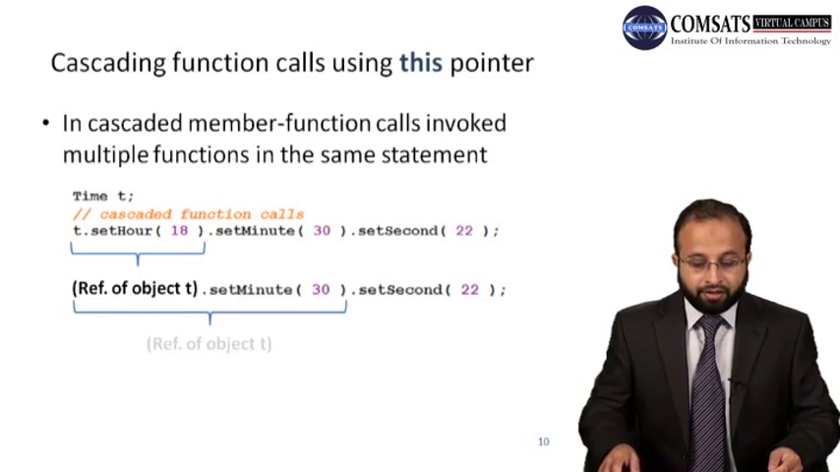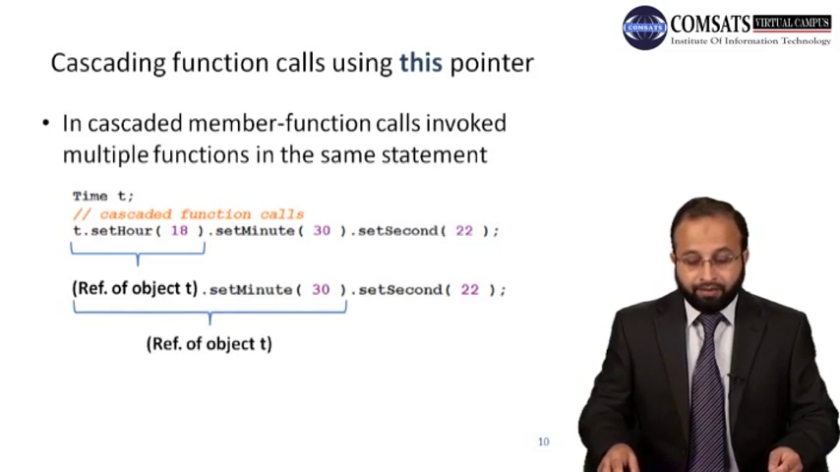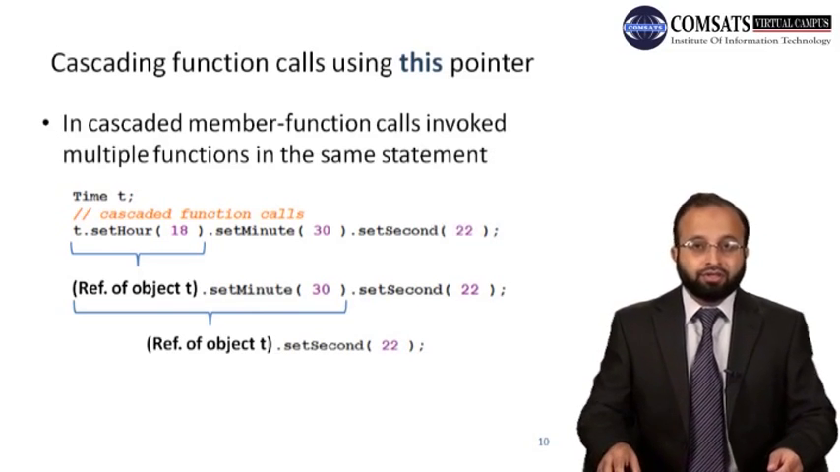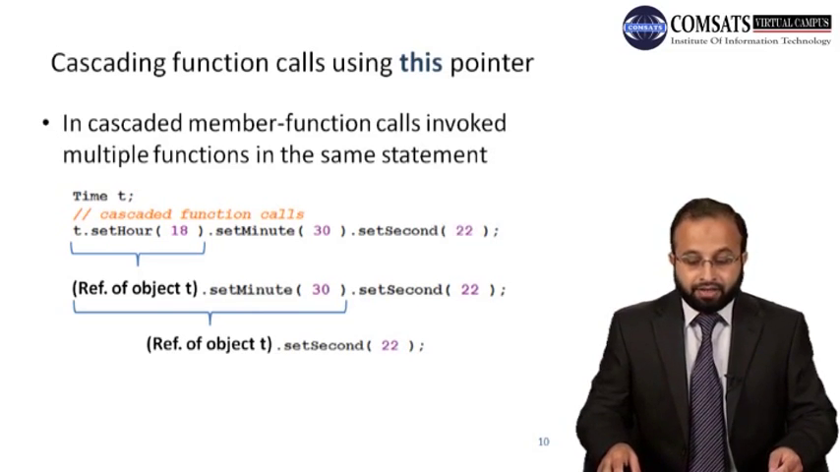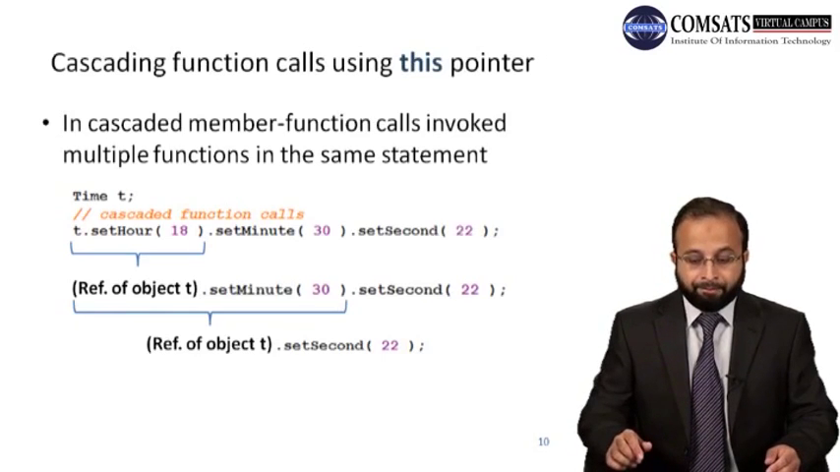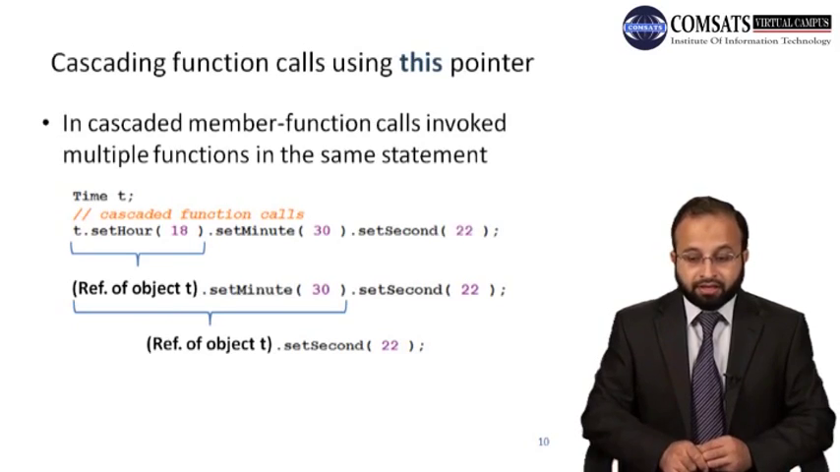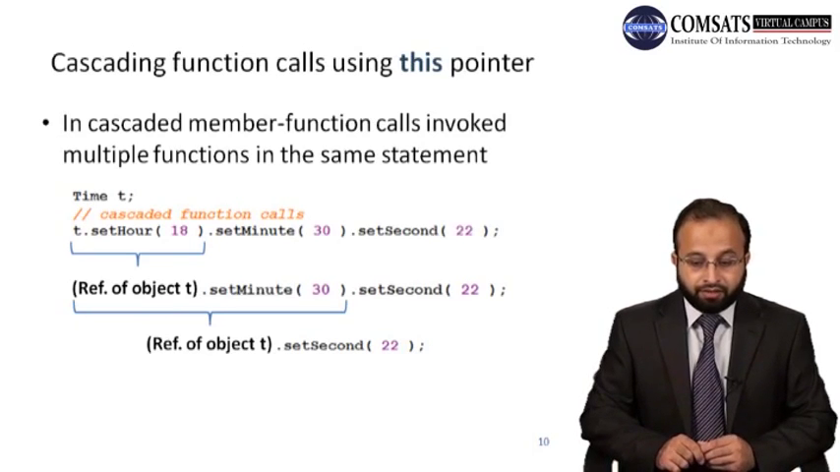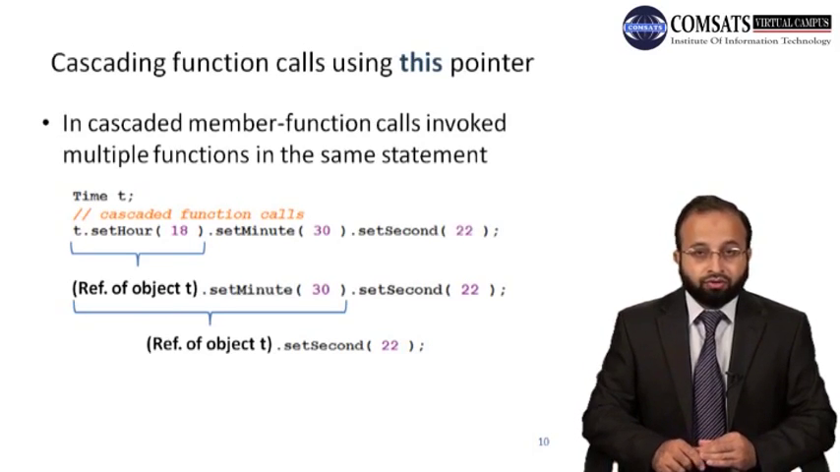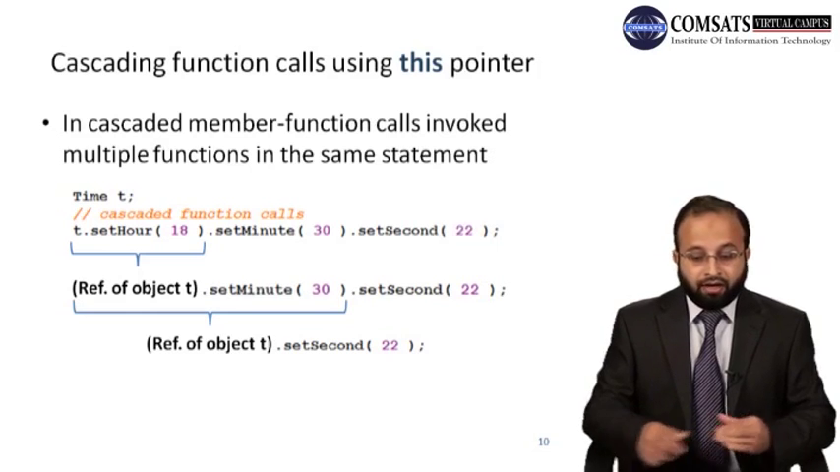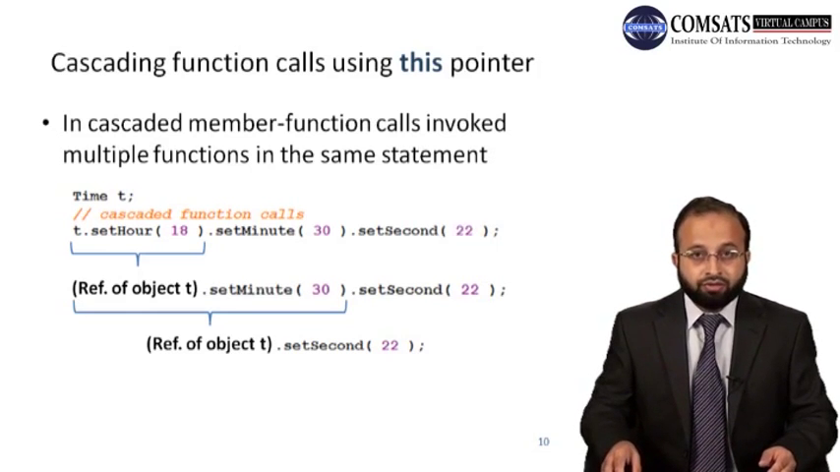Then it will return the reference of object t, and with that reference another set second function is called. Set second function will set the minute of the object t and also return the reference, right? So this is the cascading function call, and with one statement you call multiple functions. And how is this possible? This is possible by using these pointers.